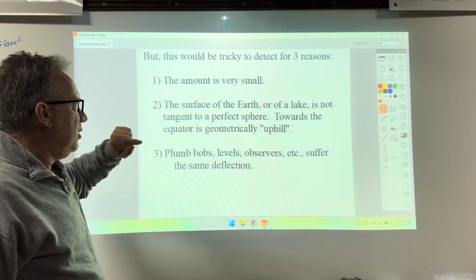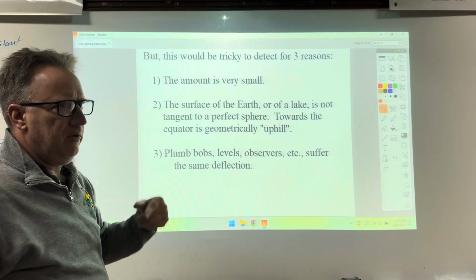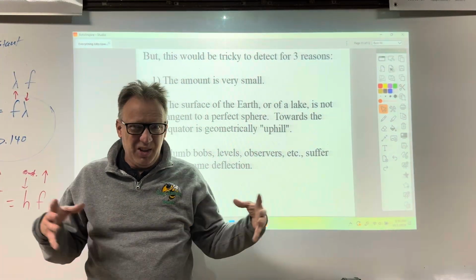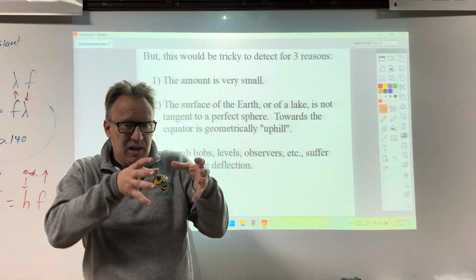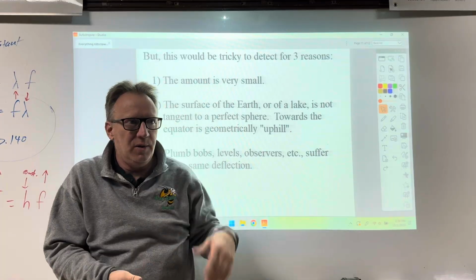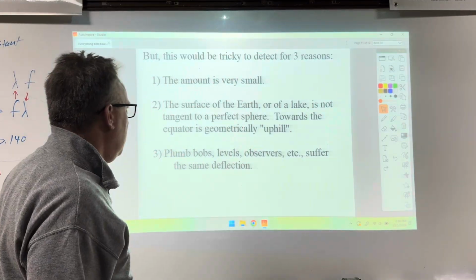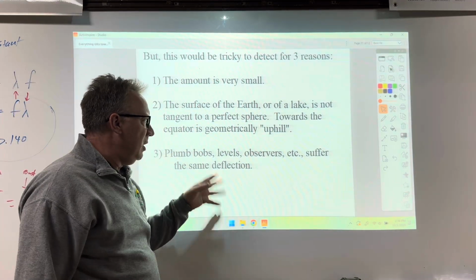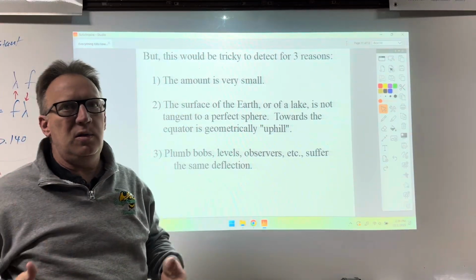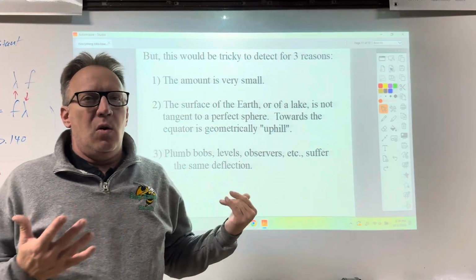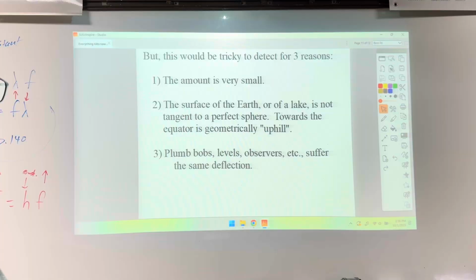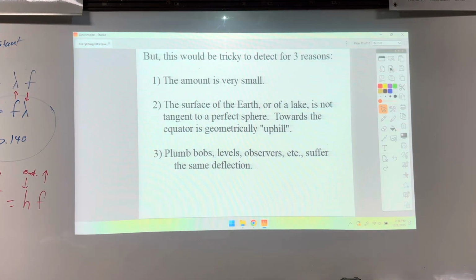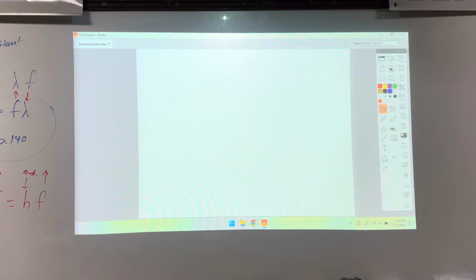The surface of the Earth is not tangent to a perfect sphere because the Earth isn't spherical because it's spinning. It's actually wider in the middle and flatter at the poles. And so all the plumb bobs and the levels and the observers and the houses built, everything's out of whack a little bit. It would be hard to detect this. So there you go. Interesting.